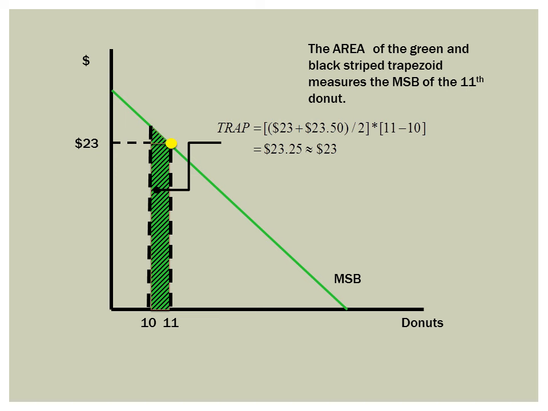And we don't bother going through the trouble of formally calculating the area of the trapezoid. But if we were going to be technically correct and say that we're measuring the additional benefit of a whole donut, that would be moving from 10 to 11, and we should measure that whole area. But in practice, we just say the marginal social benefit of the 11th donut is $23.